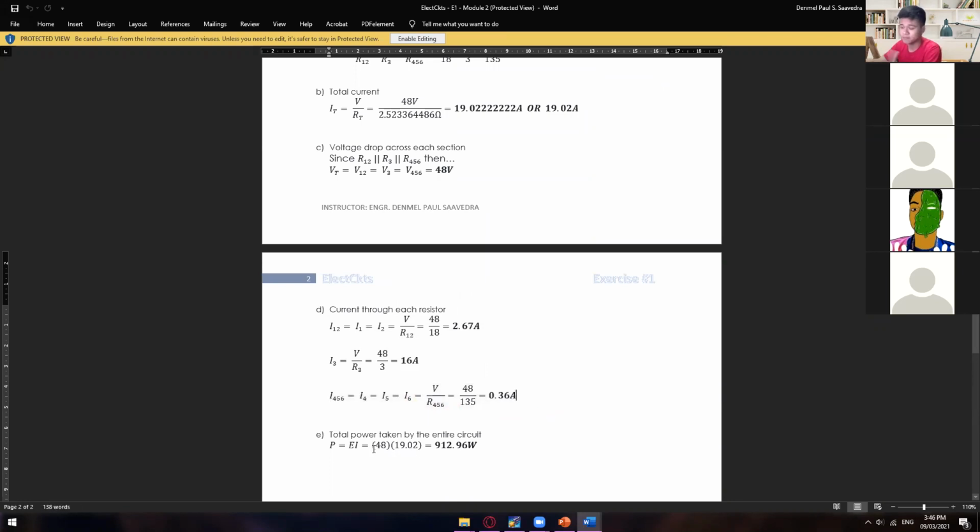And then for the total power, we have a lot of formulas. We can have P equals I times V. We can have I squared times total resistance. You can have E squared divided by R. So you can use any of those and you will get the same answer.